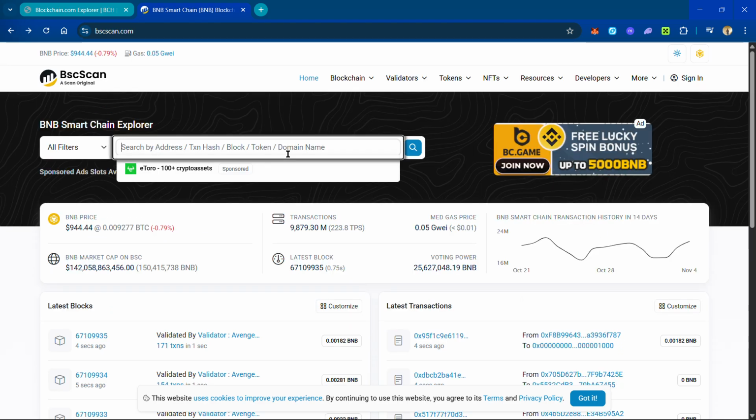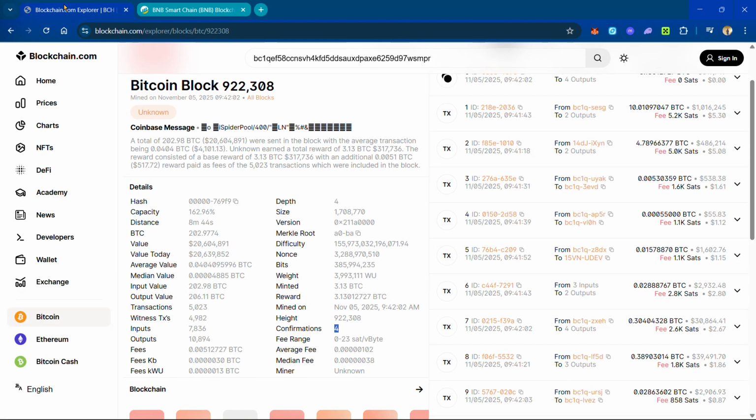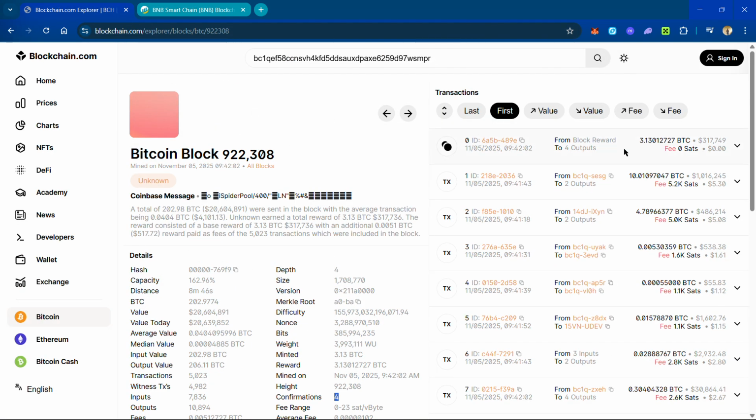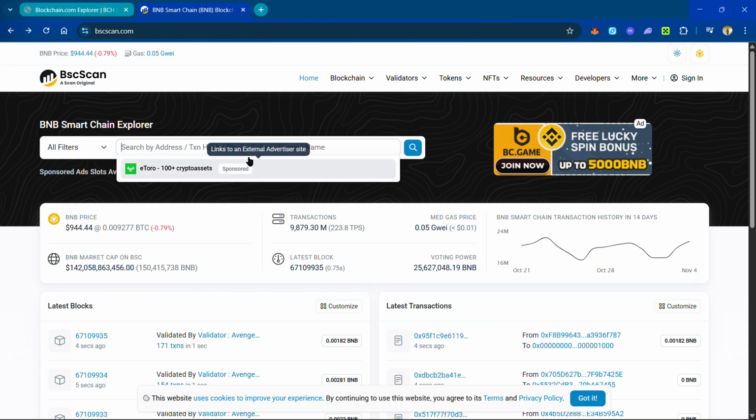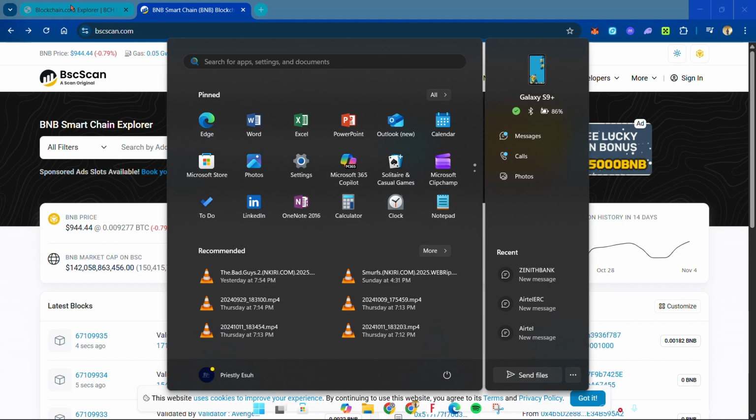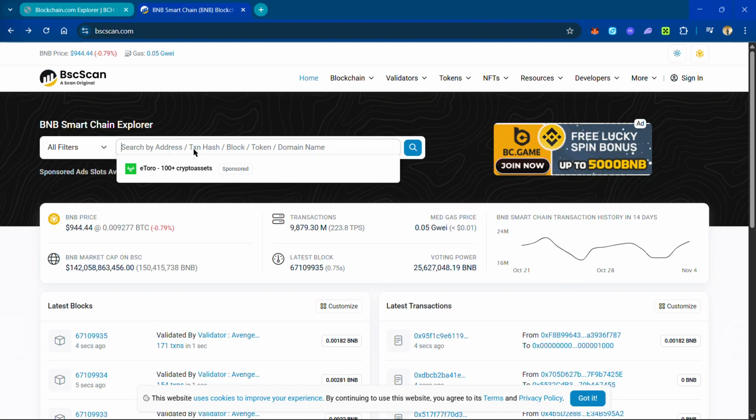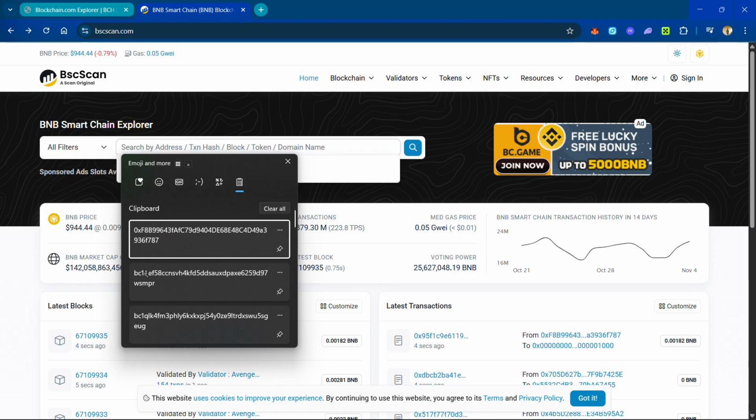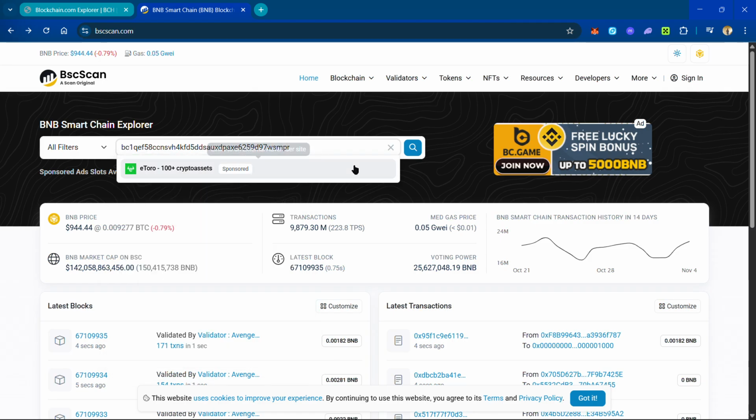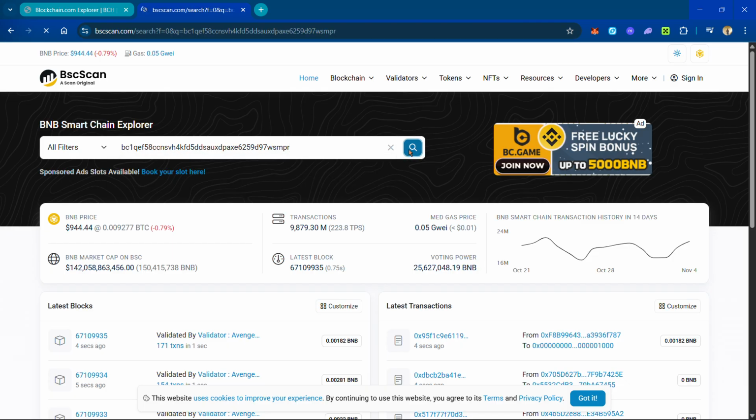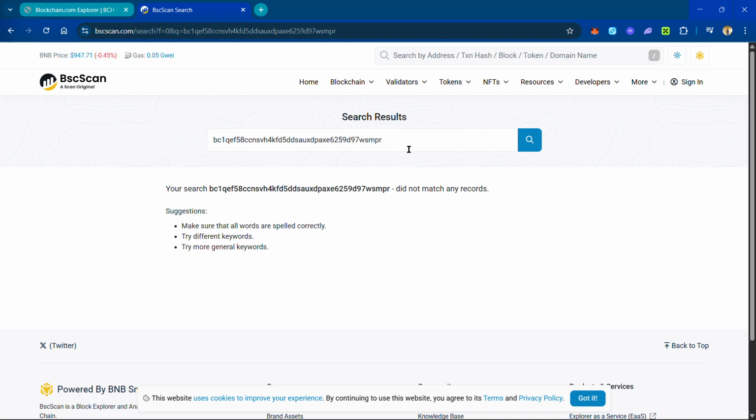Now, I spoke to you guys about blockchain networks. You cannot carry a Bitcoin address and paste it here and see the record of it. Let me go to my clipboard and paste the Bitcoin address. See, the Bitcoin address starts with bc1. And search. You find out that there is no record of this address because it is not on its correct network.